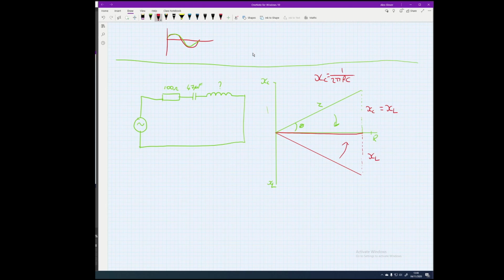Now an inductor is the opposite of this. XL, we have the formula 2 pi FL, where L is inductance, and that's measured in henries, capital H. Frequency is the same as before. This isn't inversely proportional, it's directly proportional.